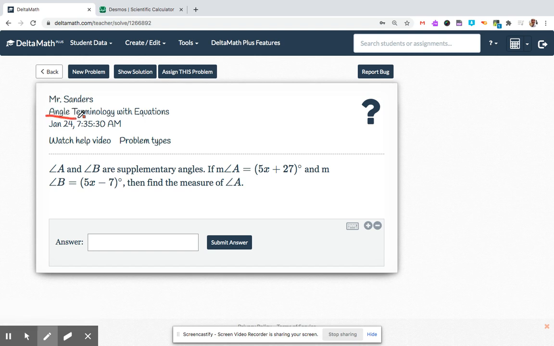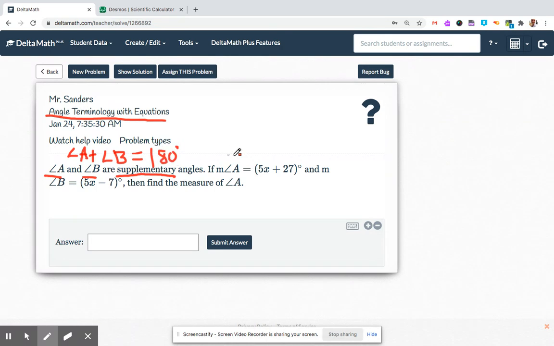We're dealing with angle terminology with equations. Okay, we got angle A and B are supplementary. That means angle A plus angle B has to add to be how much for supplementary? Well, I think of supplementary and complementary as being related. Complementary comes first in the alphabet, that's the 90 degrees. Supplementary comes next in the alphabet, that's the 180 degrees.